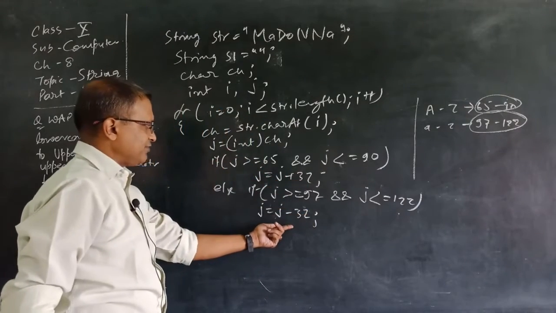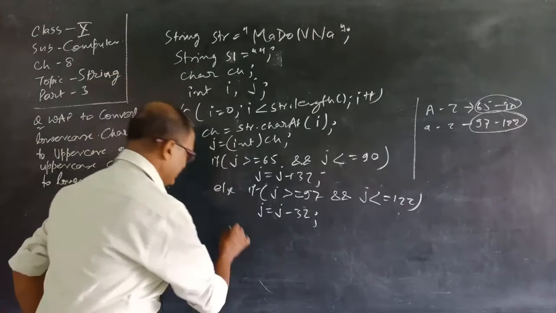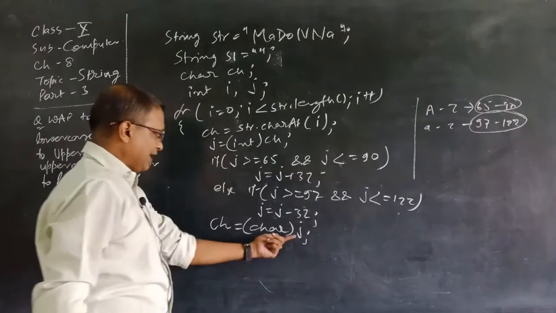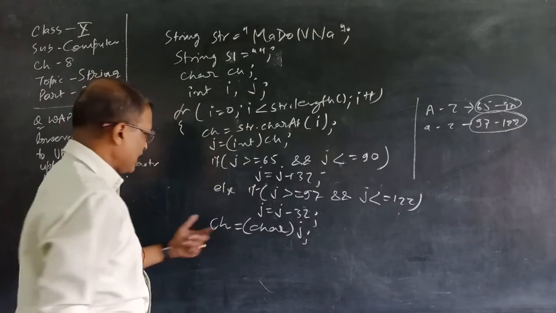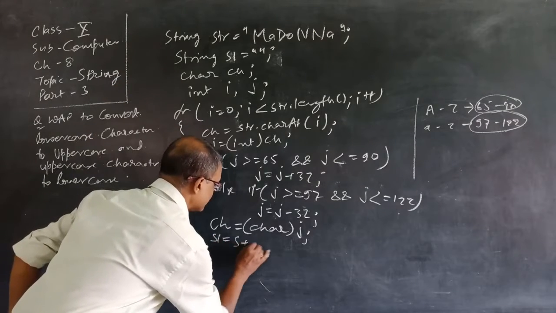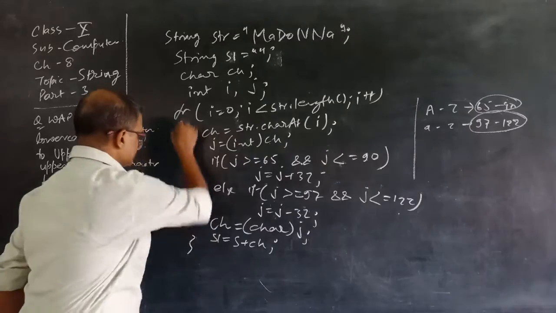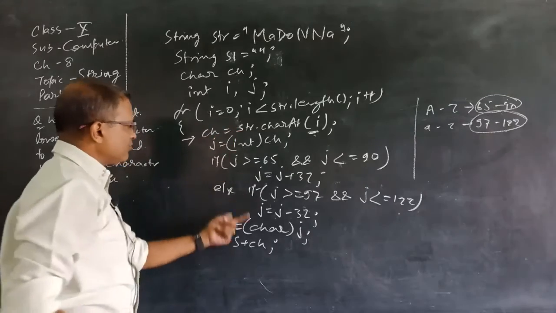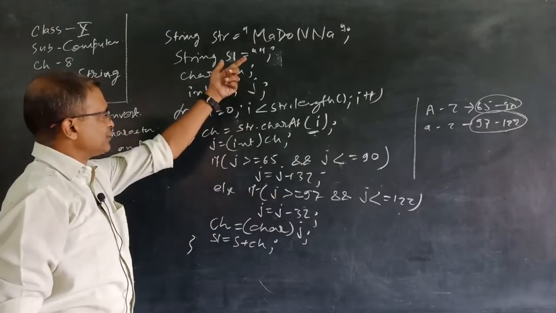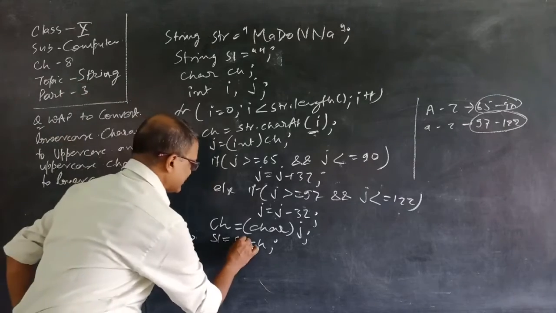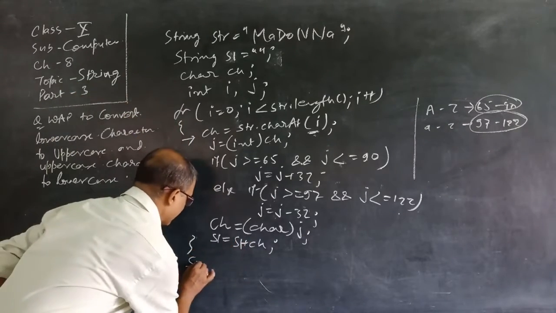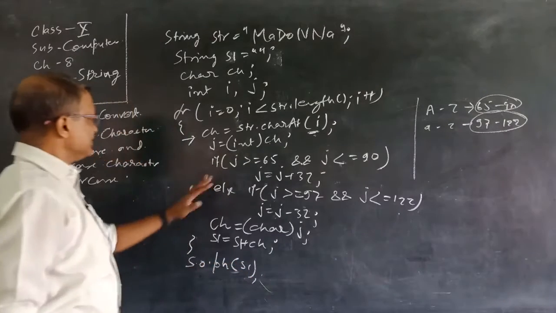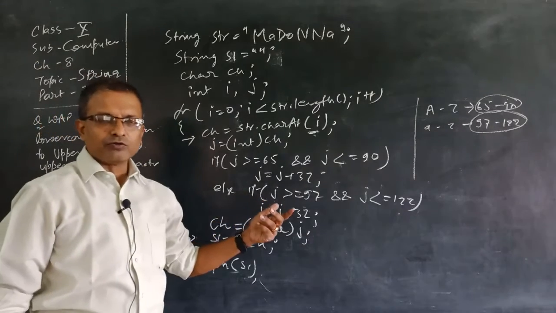After getting the updated ASCII value, you need to convert it again into a character, and you can convert it into a character like this by using the casting method. Now you have got the updated character. After that, concatenate: s1 equal to s1 plus ch, bracket close, loop close. After completion of the loop, each and every character will be converted into upper or lowercase as per the given criteria, and then concatenated into the updated string. Finally, you have to print the value of s1, System.out.println(s1). In this way we can convert upper into lower and lower into upper.